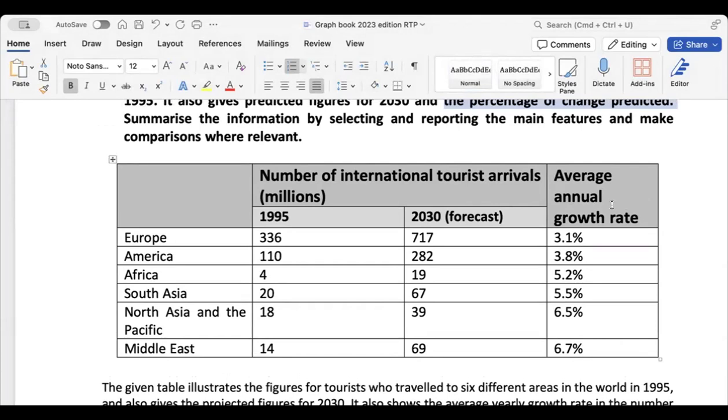Future. So we'll write this sentence in the future. Which country is expected to have the maximum average annual growth rate? Middle East. Which country is expected to have the least? Europe.